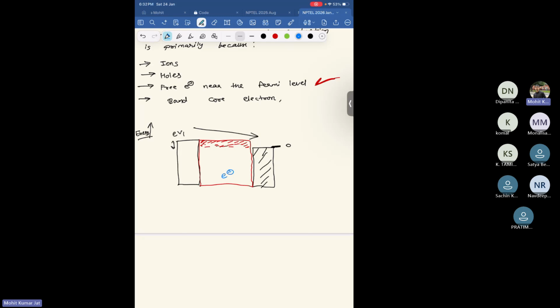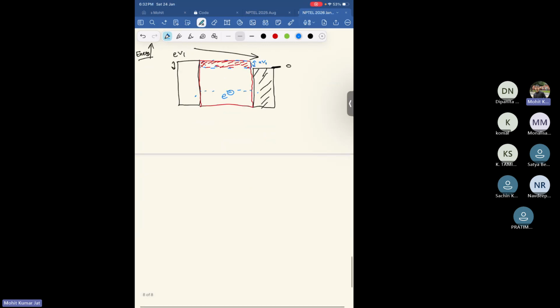They are bound and will not flow because there is no difference in chemical potential between here and here for these electrons. They are at the same potential, so they will not flow. The carriers which will flow are near the Fermi energy, within this region, EV1 of the Fermi energy. This is why conduction happens in metals, because for the metal they have available states there.